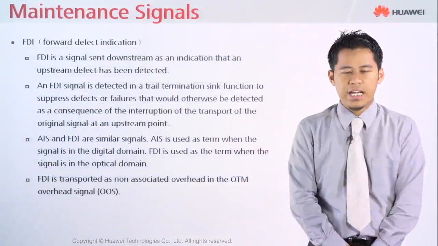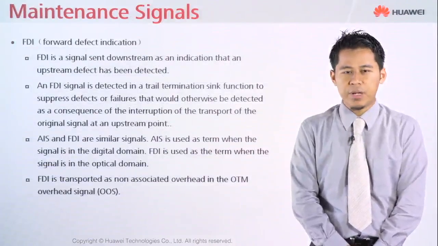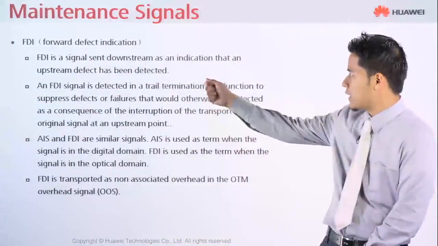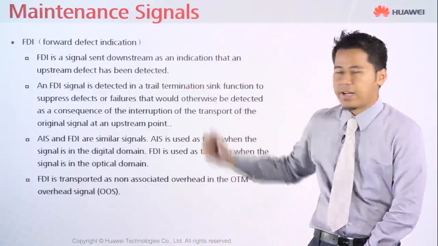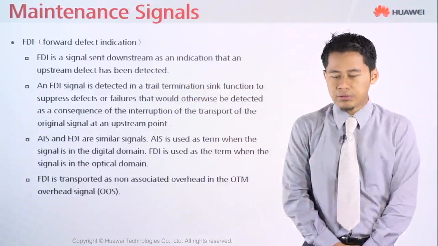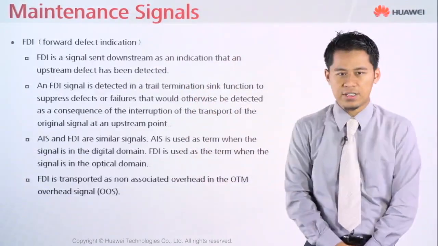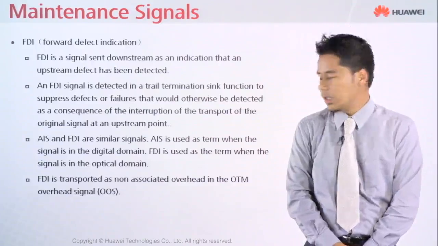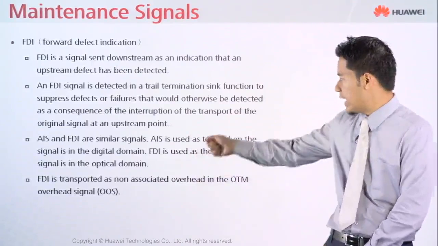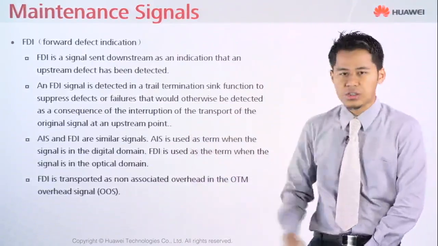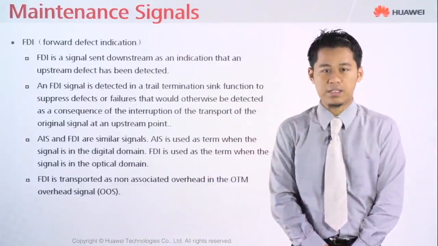The maintenance signal, FDI. FDI stands for forward defect indication. This byte is involved in the signal sent to the downstream, and it indicates when an upstream defect has been detected. In this part also, you will see another byte, which is AIS, alarm indication signal. These two bytes have a similar signal, whereby the AIS is used for the digital domain, meanwhile the FDI is used for the optical domain.